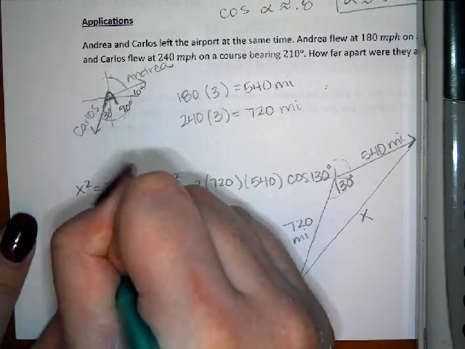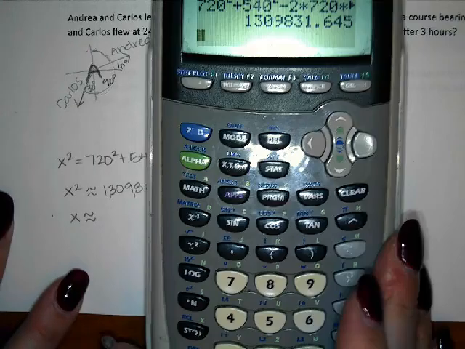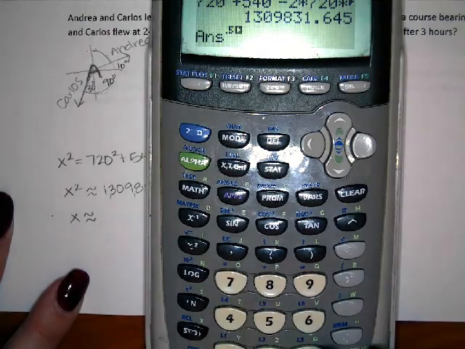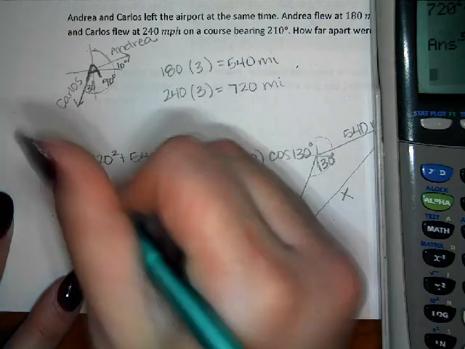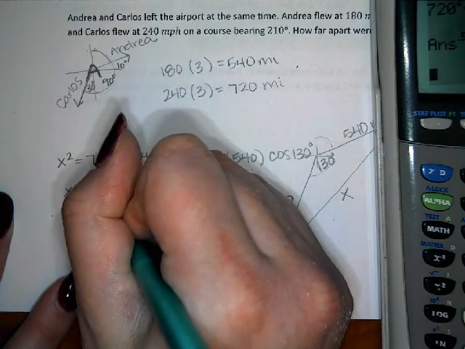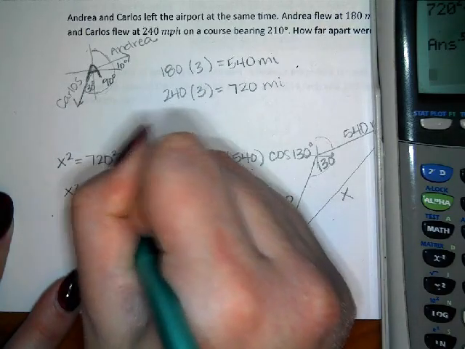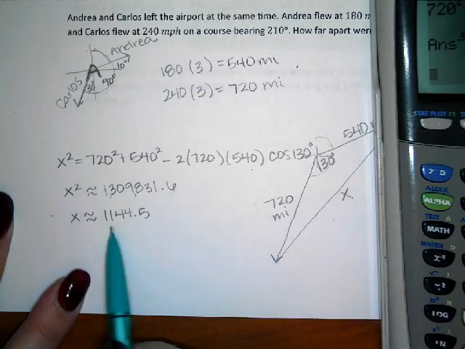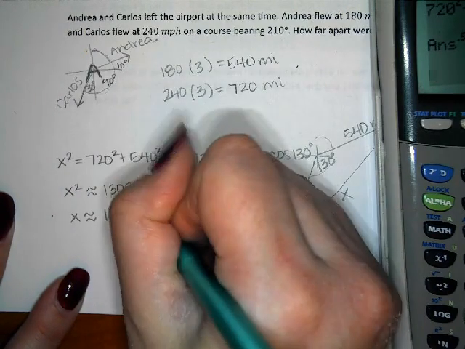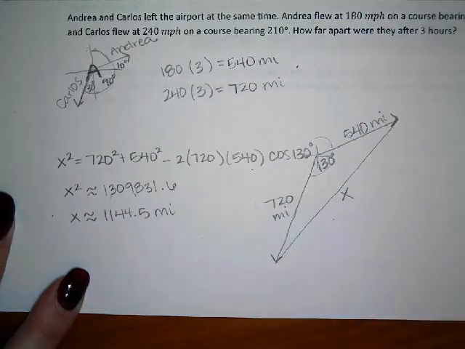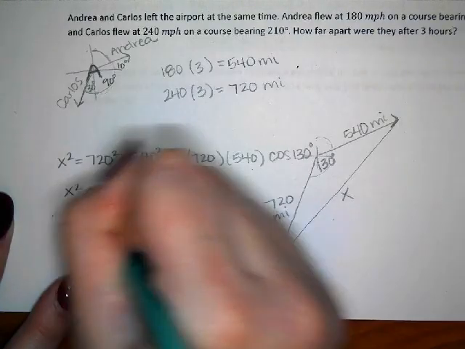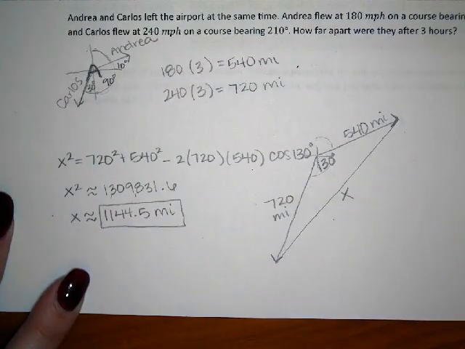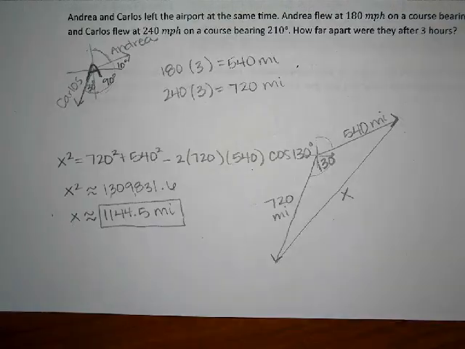And so now I'm going to square root that. So raise it to the 0.5 power, or you can actually square root it if you want. So they are approximately 1,144.5 miles apart after 3 hours. Okay, so that's it for the law of sines, law of cosines.